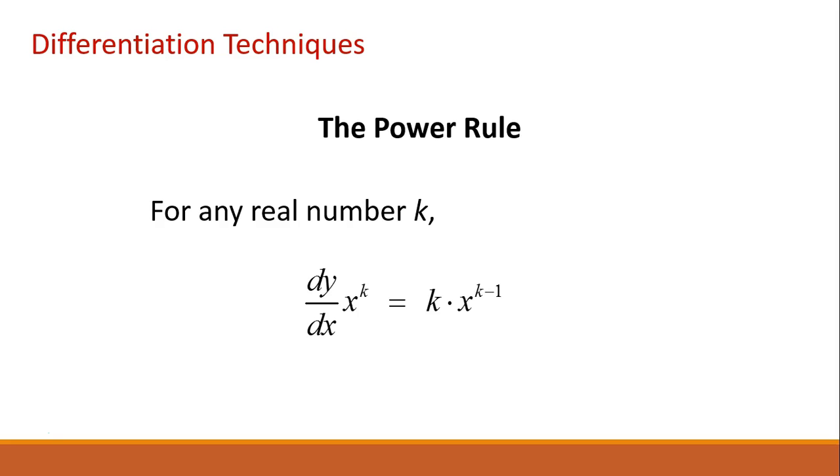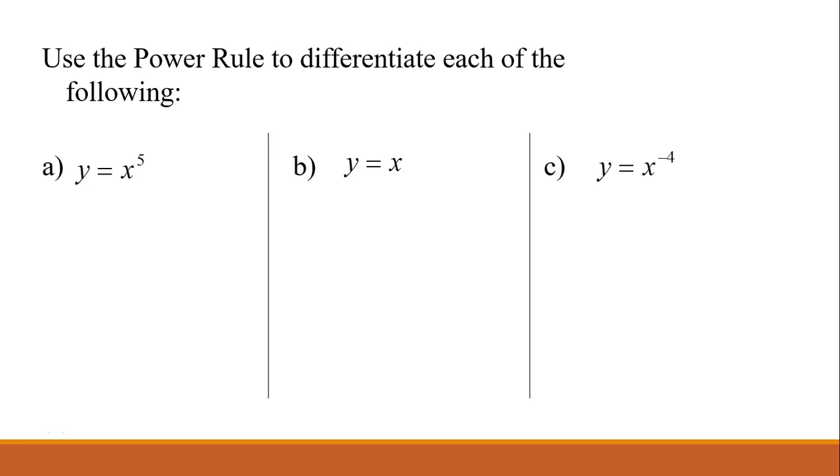For any real number k, the derivative of y with respect to x of x to the k power equals k times x to the k minus 1 power. So what that means is if we have x to a power and we want to take the derivative of that, all we have to do is bring that power down front and multiply it times x to 1 less power. So let's use that power rule on each of these functions.